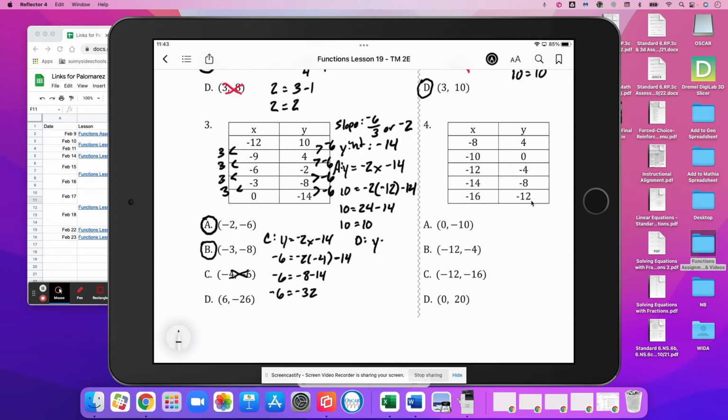So D, we have y equals negative 2x minus 14. So negative 26 equals negative 2 times 6 minus 14. I think this one's going to work. Negative 26 is equal to negative 12 minus 14. And yes, negative 26 is equal to negative 26. So for D, that does satisfy the function as well. Alrighty, I'm going to pause there, and then move on to number 4.